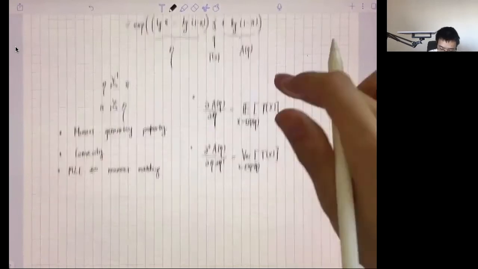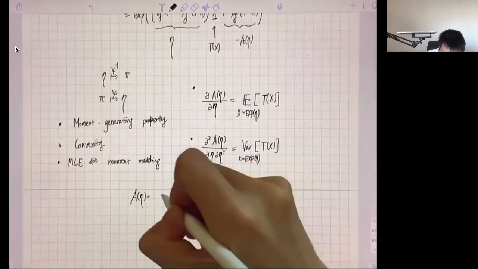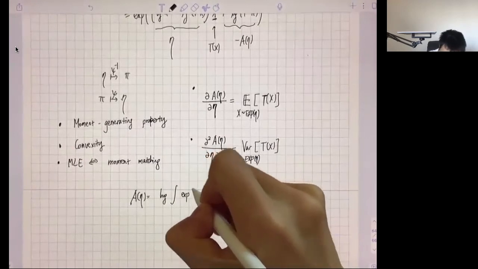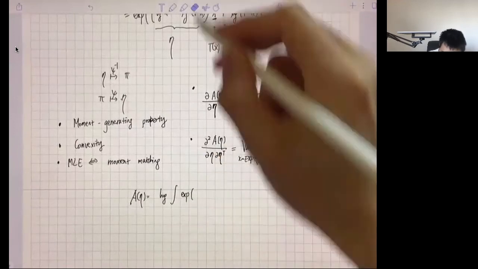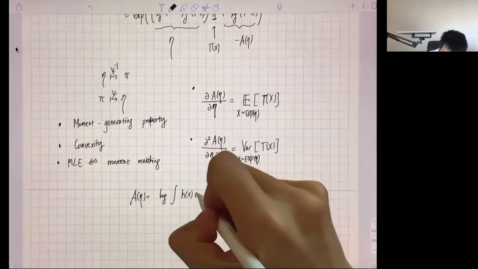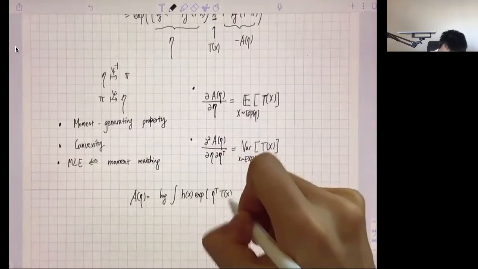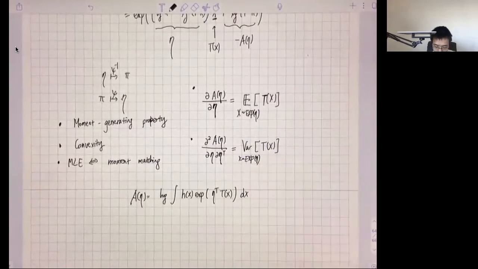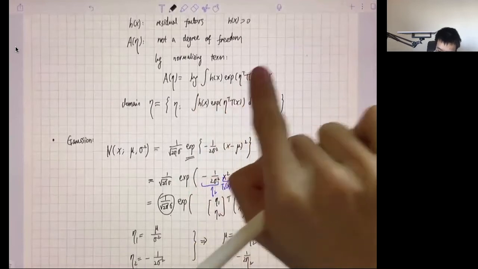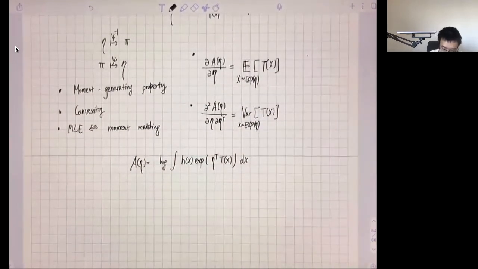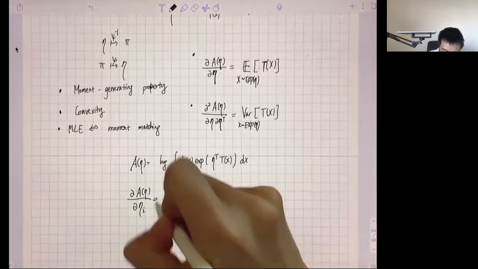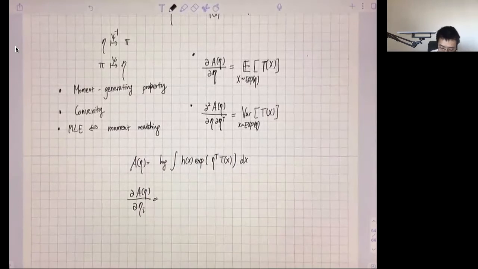Where is my A(η)? Is that correct? I have to double check. Okay, I feel it's correct. So I'm taking the partial derivative of A(η) with respect to a particular ηi. Okay, that's simpler when you consider the vector.